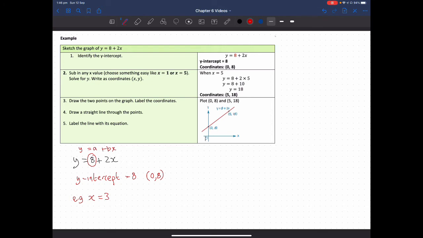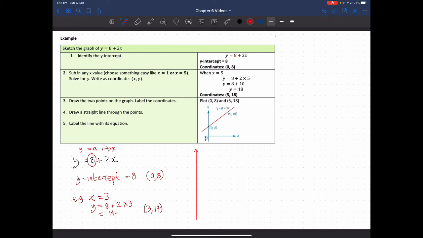If x is equal to 3, I substitute that into the formula y equals 8 plus 2x. 2x means 2 times x. x is equal to 3. 2 times 3 is 6. 8 plus 6 is 14. That gives me the point 3, 14. Now I have 2 points.